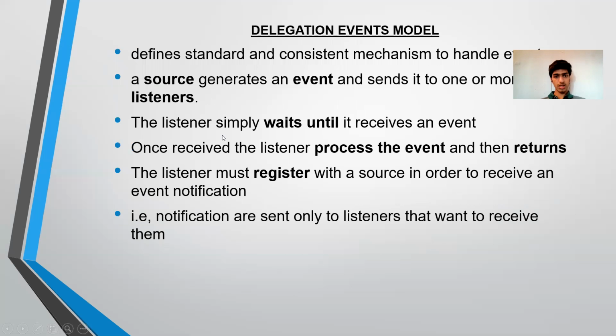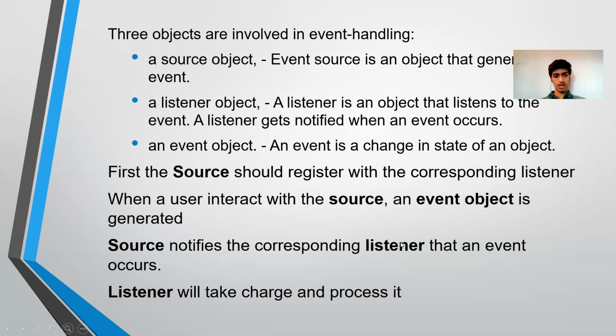Firstly, we need to define standard and consistent mechanisms to handle events. A source generates an event and sends it out to one or more listeners. A listener simply waits until it receives an event. The listener must register with a source in order to receive an event notification. Notifications are sent only to listeners that want to receive them.